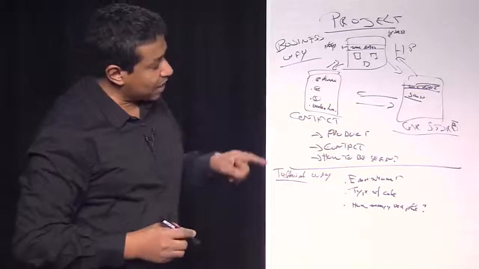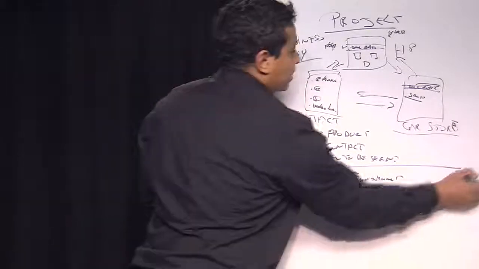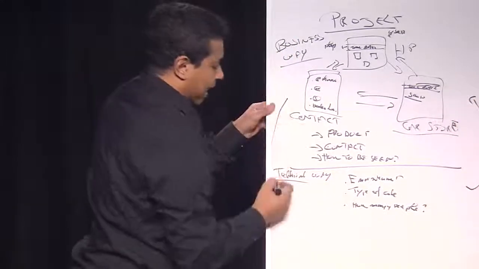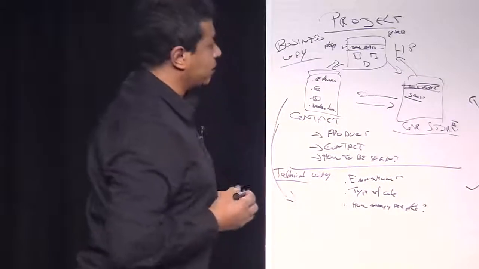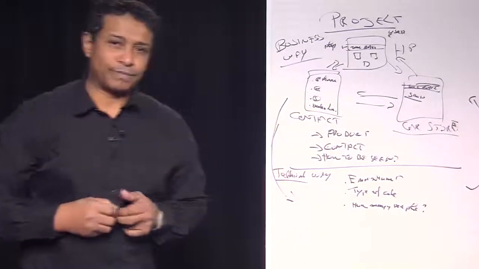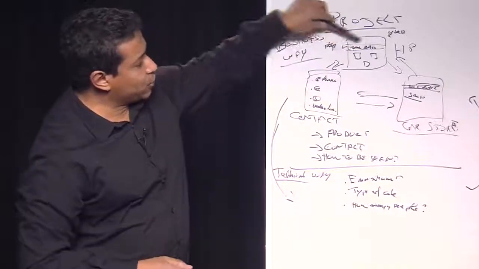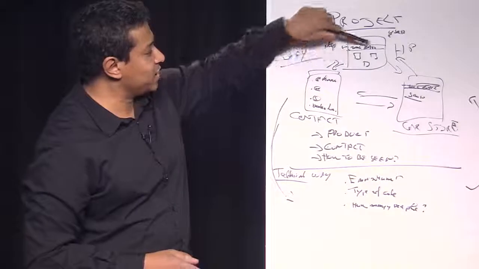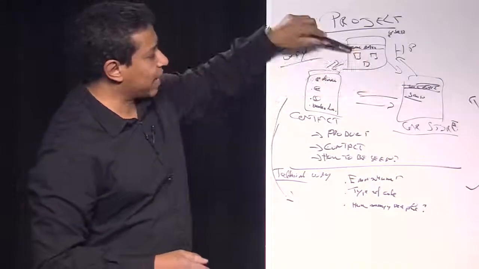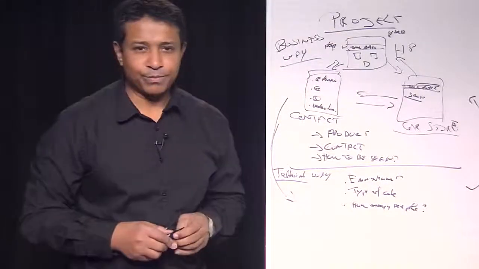Between the business and the technical, it's going to be a lot of back and forth, right? Why so? Because the technical will say, we cannot do so. But the business says, we need to do so. So the technical will find a way to do so.